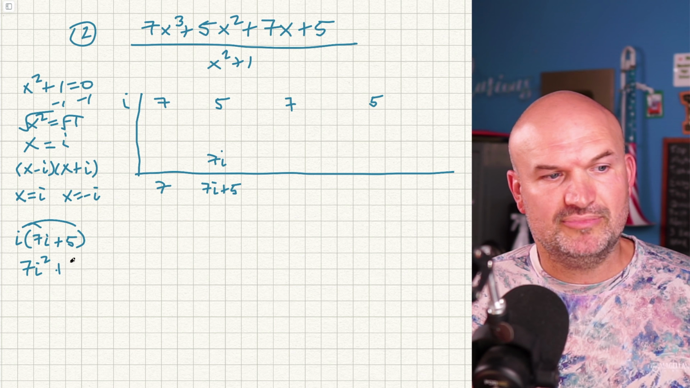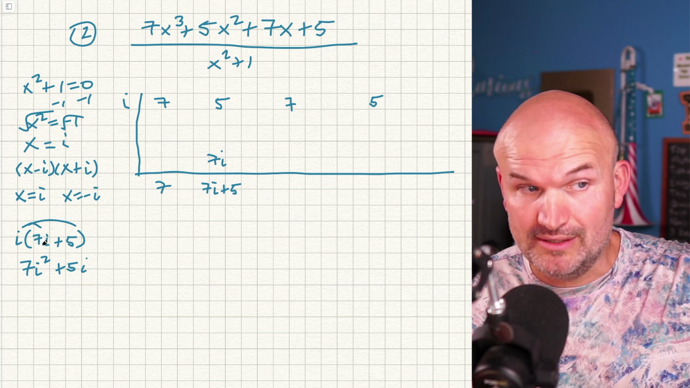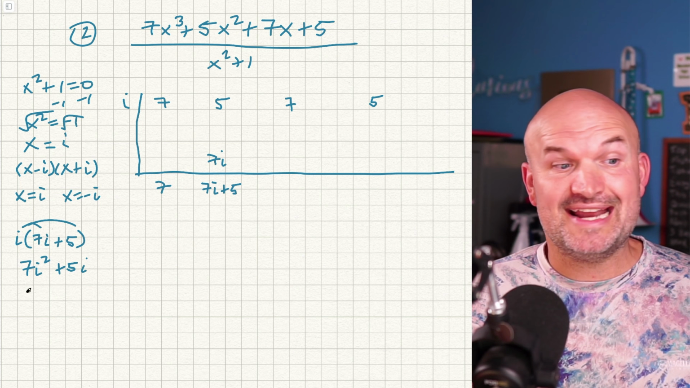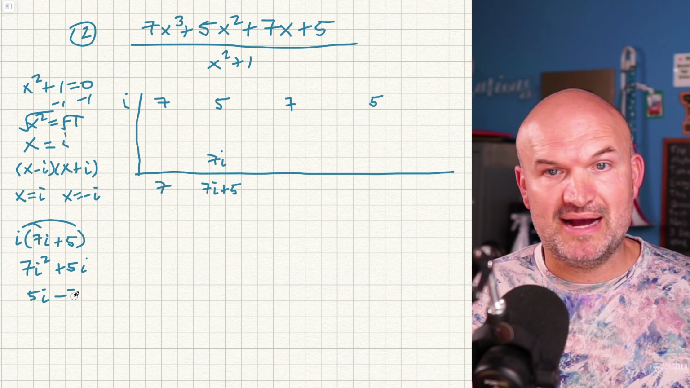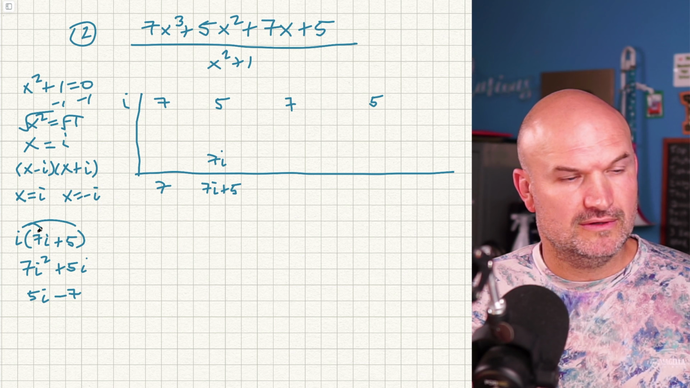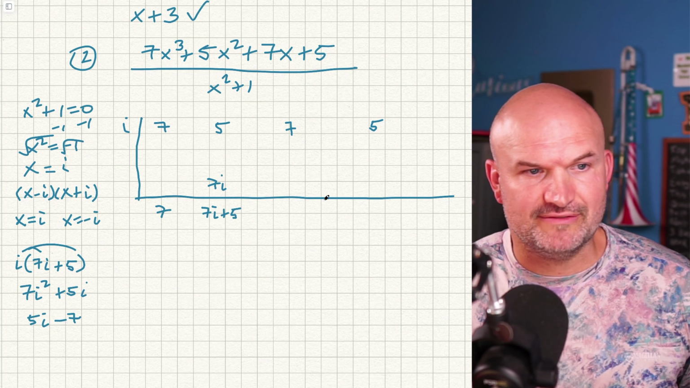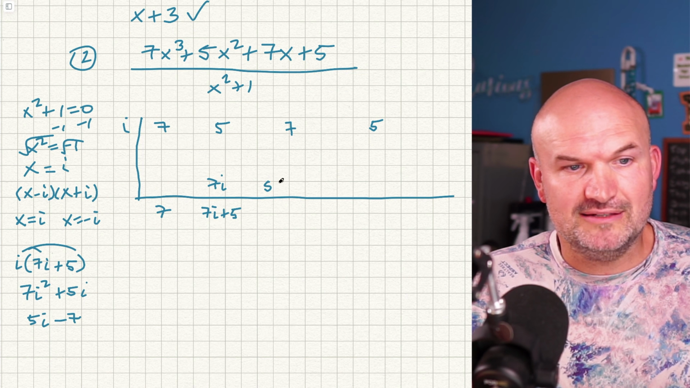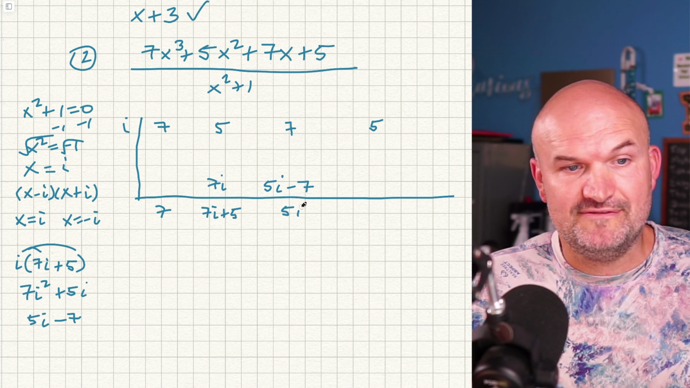7i squared plus 5i. What is i squared? i squared represents a -1, so therefore this is a -7. So this is a 5i minus 7. If I add a 7 to that, I'm just left with a 5i.